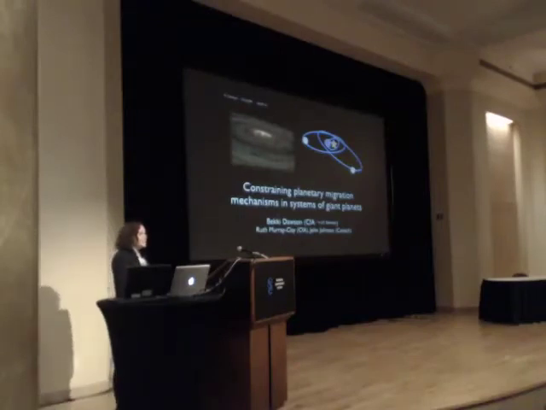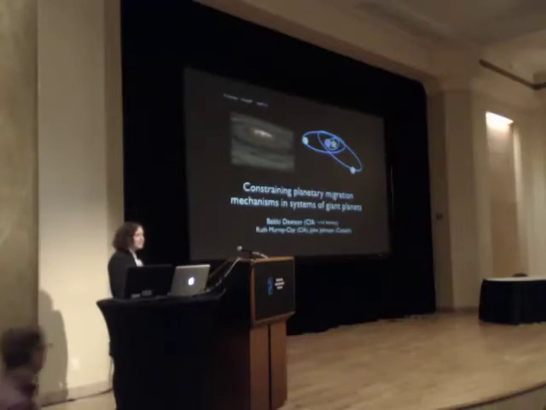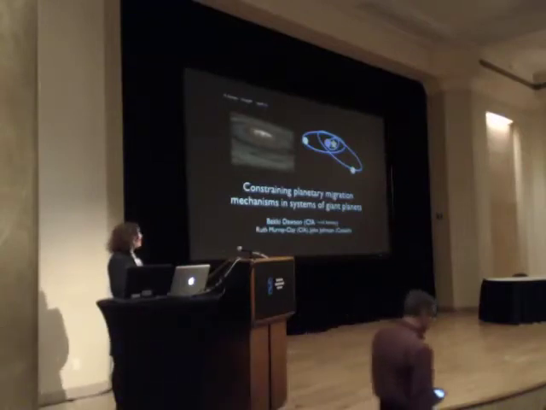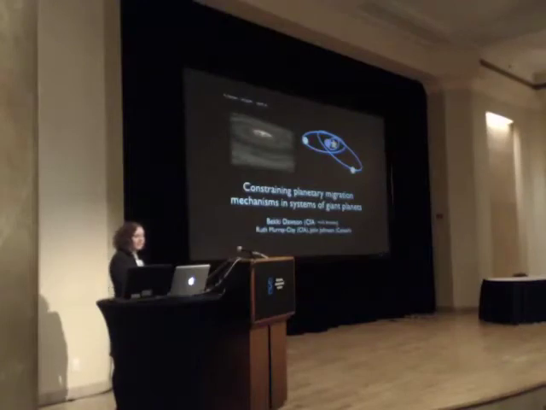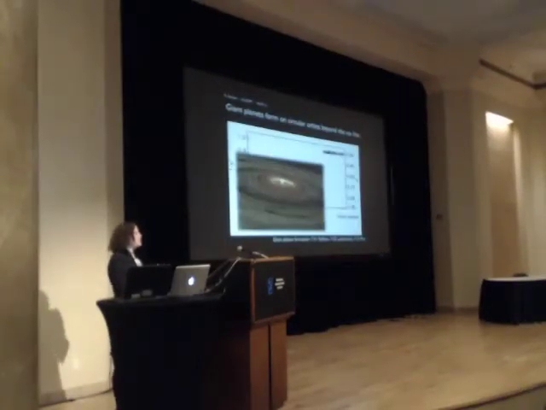Hello, I'm Rebekah Dawson, and I'm excited to talk to you today about some work from my thesis on constraining planetary migration mechanisms in systems of giant planets. So we think that giant planets form on circular coplanar orbits beyond the ice line. That's where there's enough icy, rocky materials to form a giant core, and as we heard about yesterday, undergo runaway accretion and end up as a giant planet.